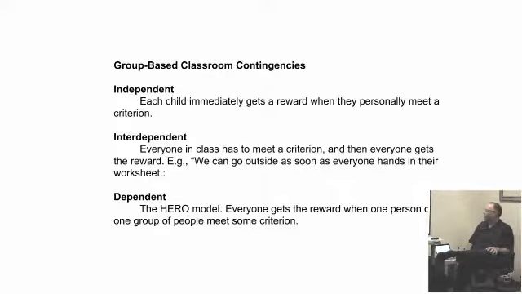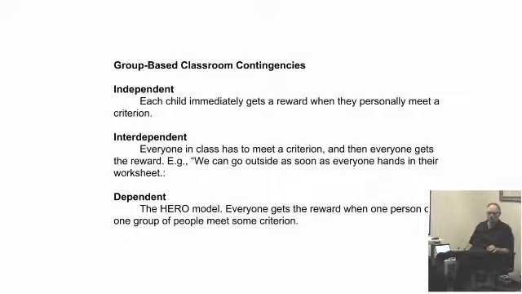Interdependent is everyone has to meet the criteria before anyone gets the reward. And so that's, as soon as everybody finishes their math sheet, we can all go outside. So there's independent, which is every person for himself. Interdependent, everybody's got to meet the goal, meet the requirement. And then there's dependent, which I've never heard of. And dependent is, we all get to go outside when Bobby finishes his math worksheet.